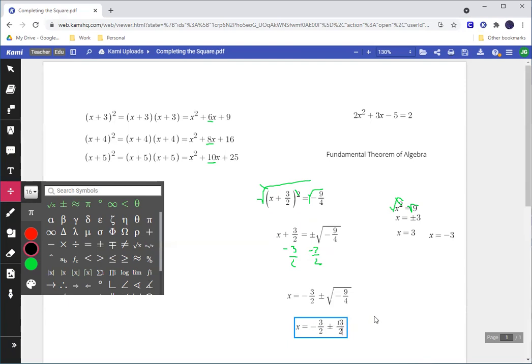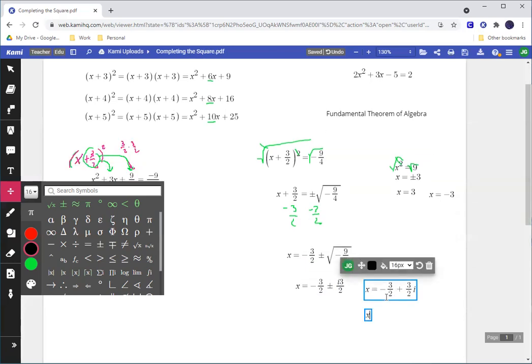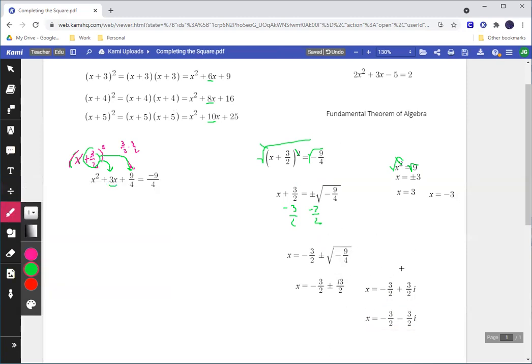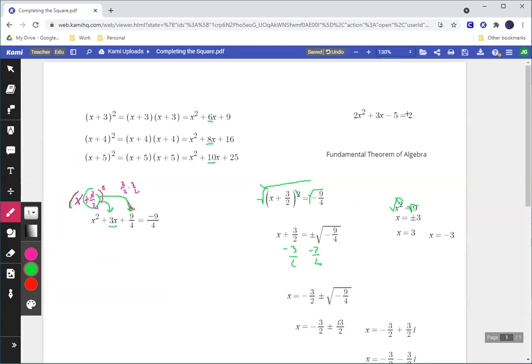And then finally, what's very common is to actually separate the 2. So we can write x equals negative 3 halves plus 3 over 2i. Usually we put the i after the number. So instead of writing it like this, i 3 over 2, we put the i after, almost like a variable. And then one where it's plus, and then one where it's minus. So those are our 2 solutions there. And that is the complete knowledge of how to complete the square.